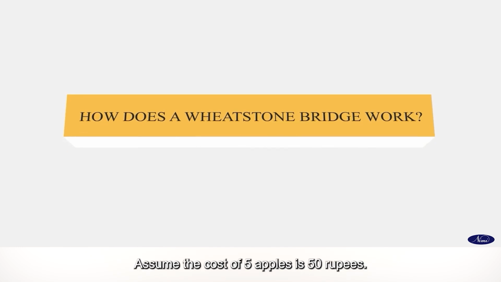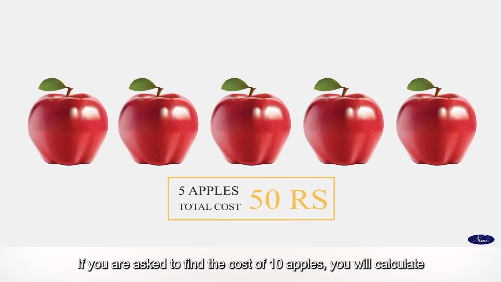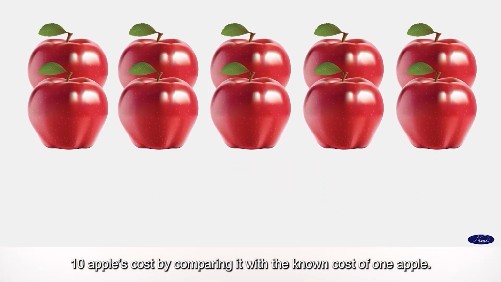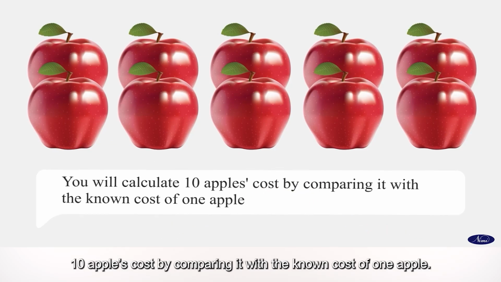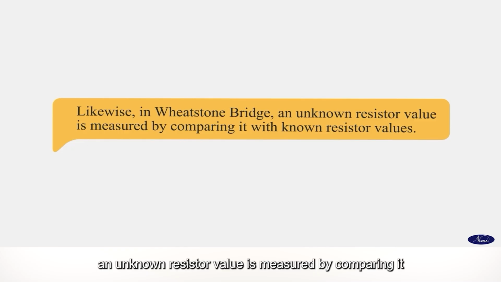Let's go with an example. Assume the cost of 5 apples is 50 rupees. If you are asked to find the cost of 10 apples, you will calculate 10 apples cost by comparing it with the known cost of 1 apple. Likewise, in Wheatstone bridge, an unknown resistor value is measured by comparing it with a known resistor value.